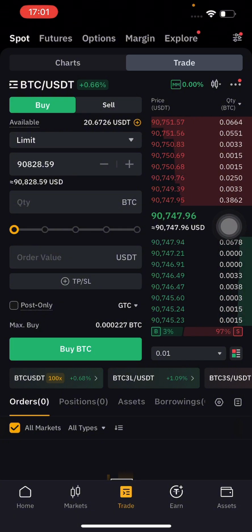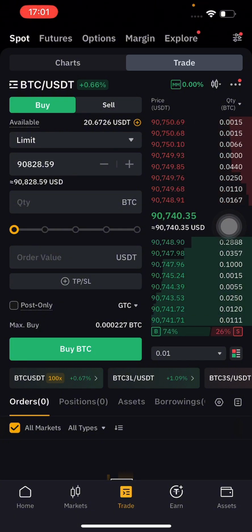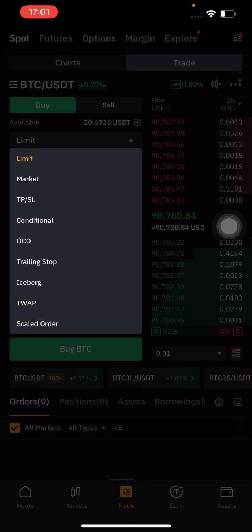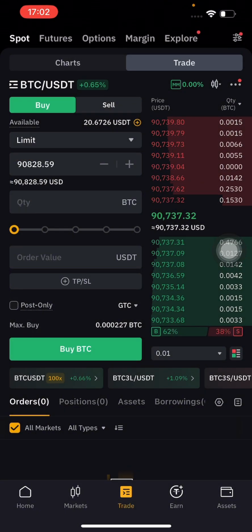Okay. Now, we have different types of orders. Let's just click here. You see limit order, you see market order, you see TP/SL conditional. This take profit/stop loss conditional is similar to the stop loss, the TP/SL. Okay, guys. We are going to start with the limit order.